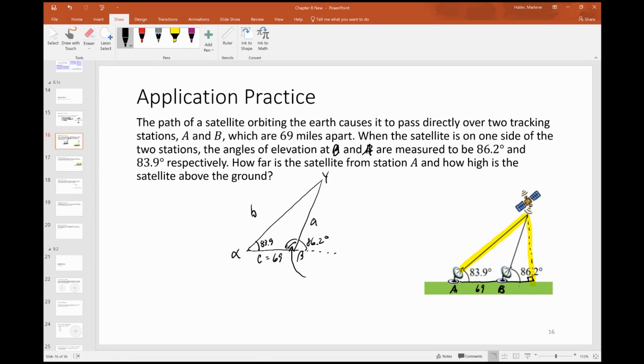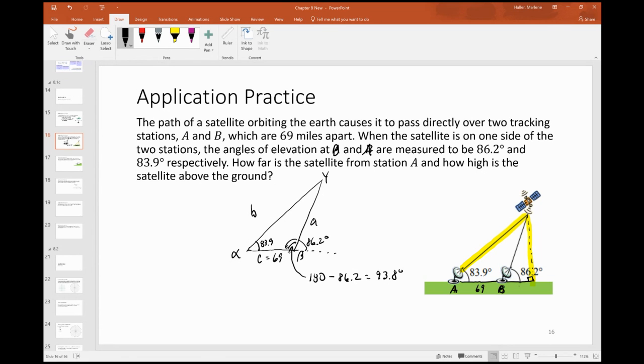let's put an arrow to it. I can then say that beta is 180 minus 86.2 degrees, and that would be 93.8 degrees. All right, so now we know two angles, and we have an angle-side-angle triangle.